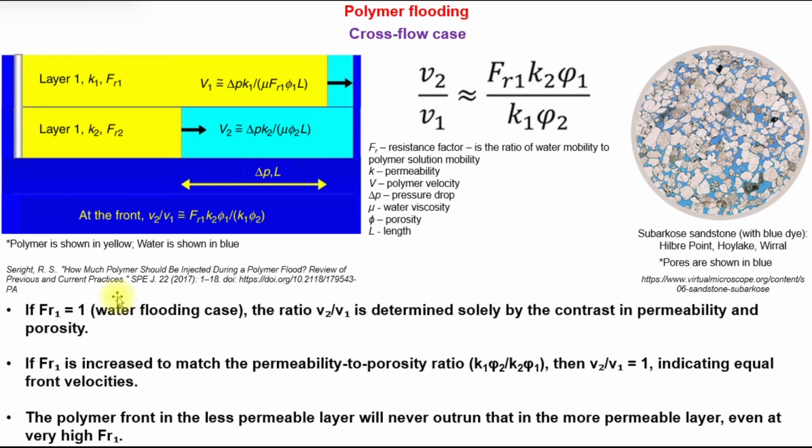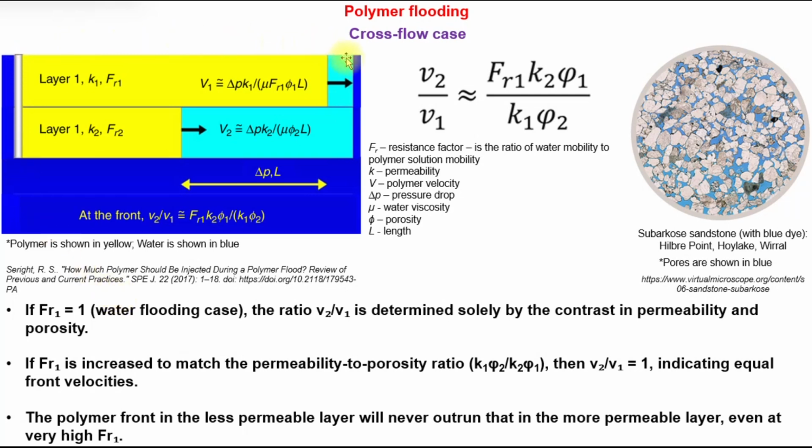This slide provides a theoretical explanation of why, by increasing the viscosity of the polymer solution, we can make the velocity of polymer propagation in the less permeable layer equal to that in the high permeability layer. In other words, this slide explains why increasing the viscosity of the displacing fluid can result in more uniform propagation in both layers.